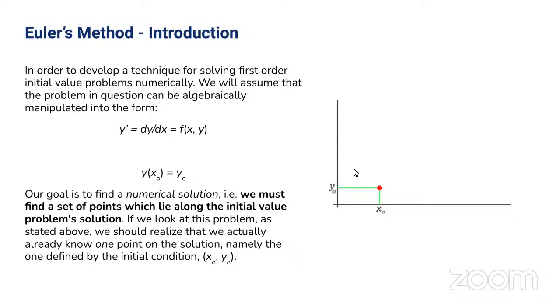Now, the graph you see to your right shows the only point that we know currently, prior to even trying to solve the differential equation, which is the initial value or the initial condition. So now we know one point given. We know the x value of that particular point, and we know the y value of that given point.